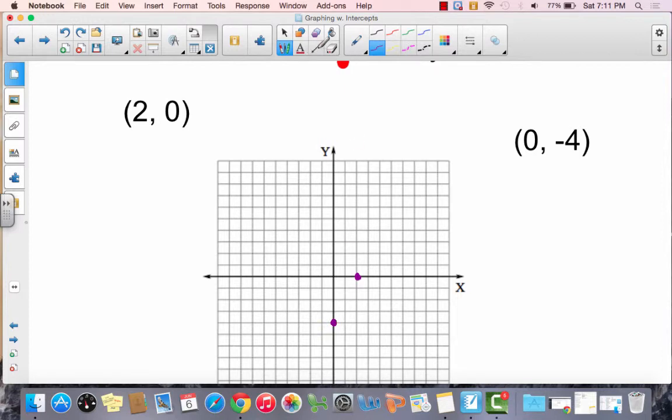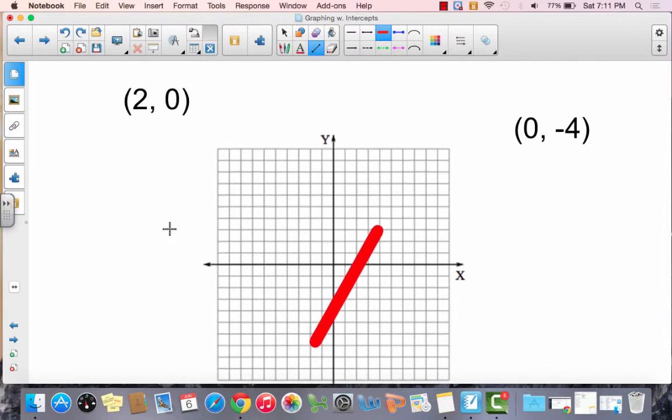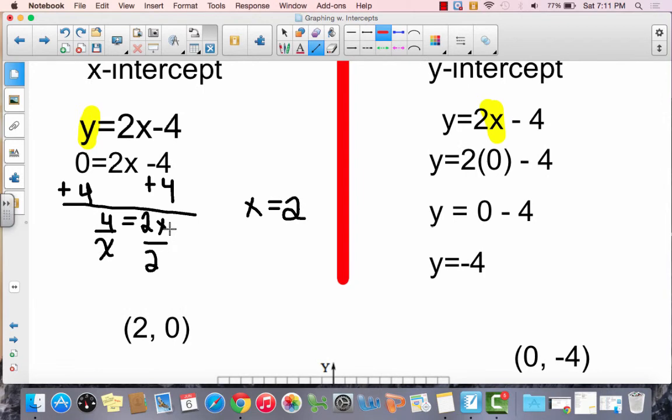And then I'm just going to draw a line going right through those 2 points. And there we have our graph based on the x and the y-intercept.